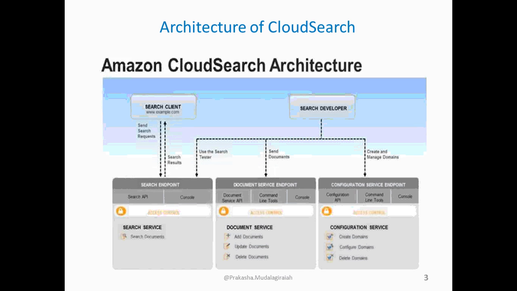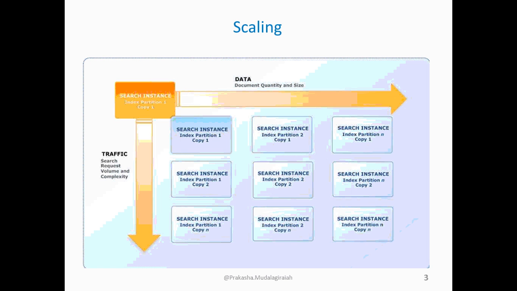The search service handles search and suggestion requests for the domain. As mentioned, each domain has a unique search HTTP endpoint. When we send a search or suggest request, the search service returns a list of matching documents. Again, the output format could be JSON or XML. The search instance associated with a search domain is capable of scaling based on the data and traffic.